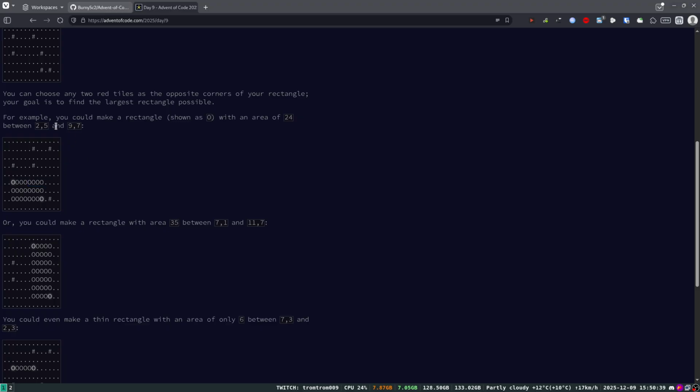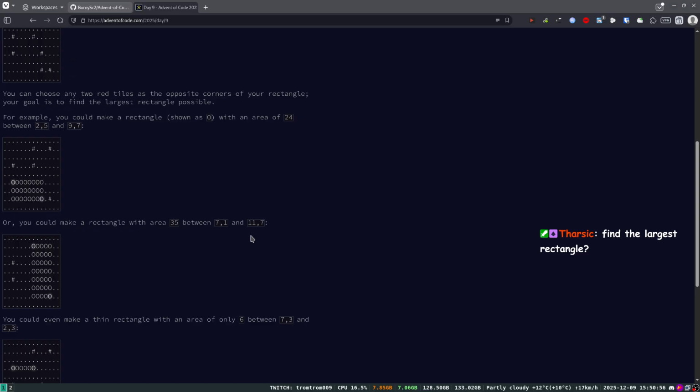plus 1. 9 minus 2 plus 1. Then we have 8 in width. And 7 minus 5 plus 1 is 3 in height. Okay. So you can make a rectangle with area of 35 between 7,1 and 11,7.